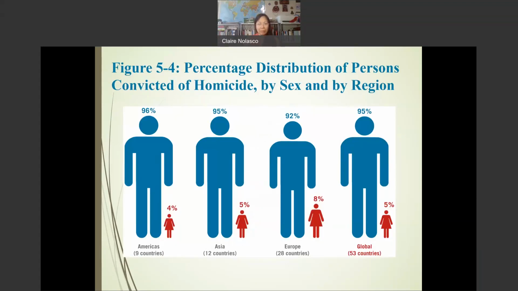So if you look at this, figure 5.4 looks at the percentage distribution of persons convicted of homicide by sex and by region. In the Americas, women constitute only 4%, in Asia 5%, Europe 8%, and globally, across 53 countries, they only constitute 5% of the population of offenders.